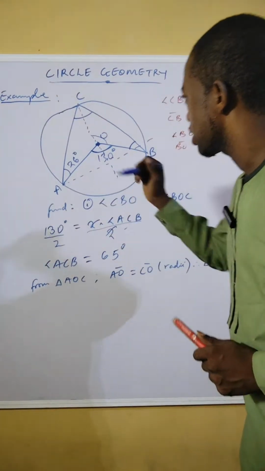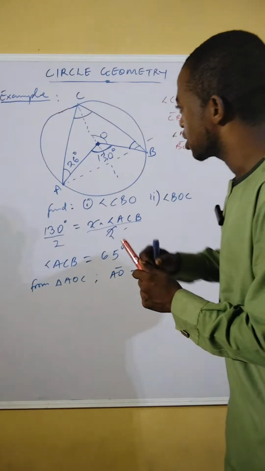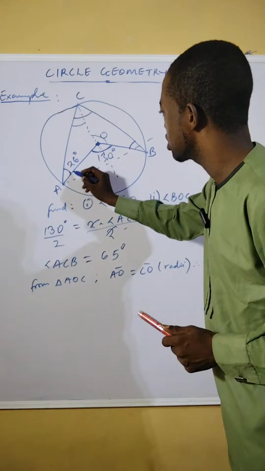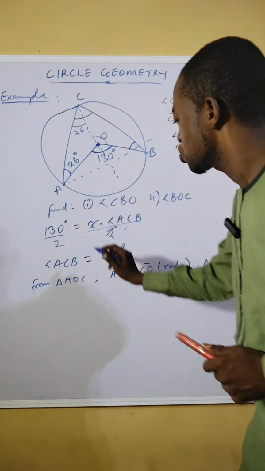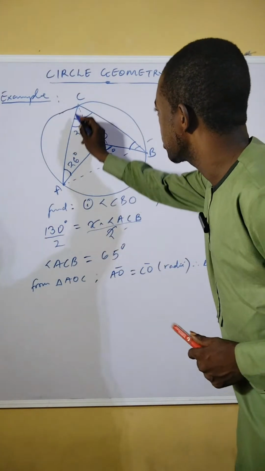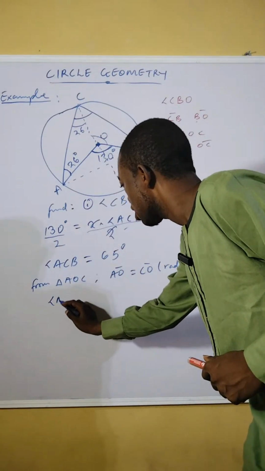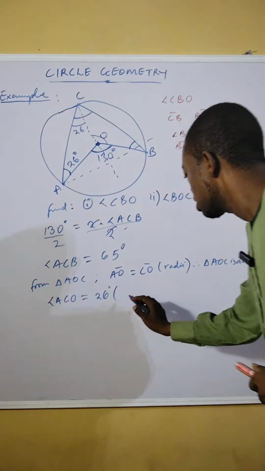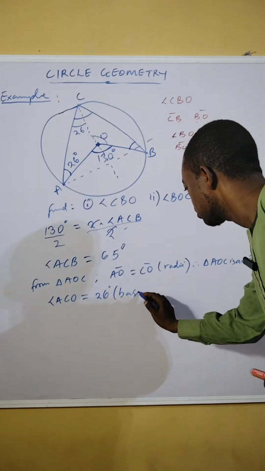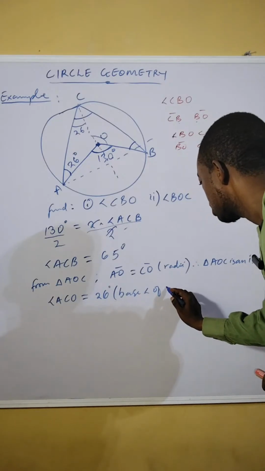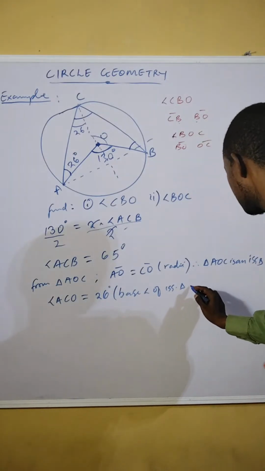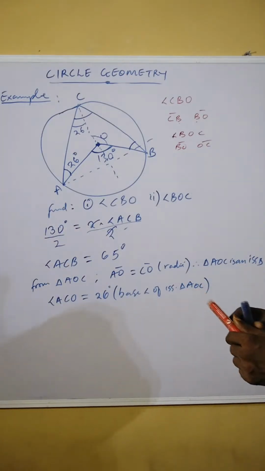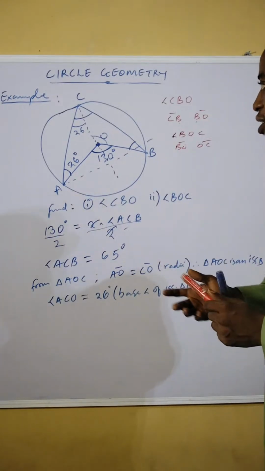Now, two sides are equal, which implies that the base angles are also equal. So this angle is also equal to this angle. So this is 26, this angle is also 26. So we can say that angle ACO is now equal to 26 degrees. Why? That's the base angle of isosceles triangle AOC, alright? Okay.